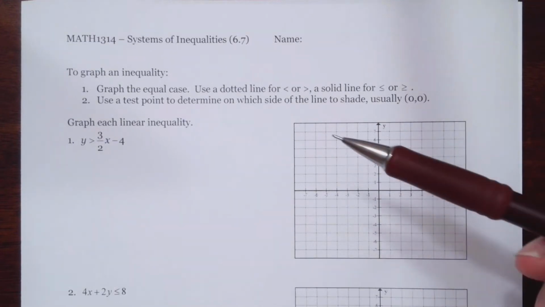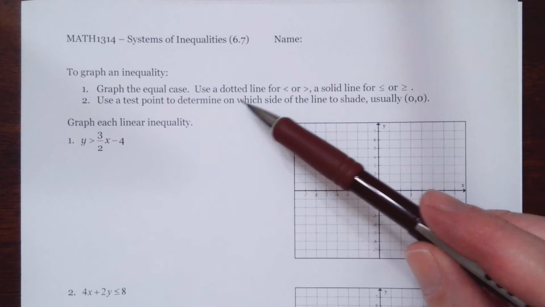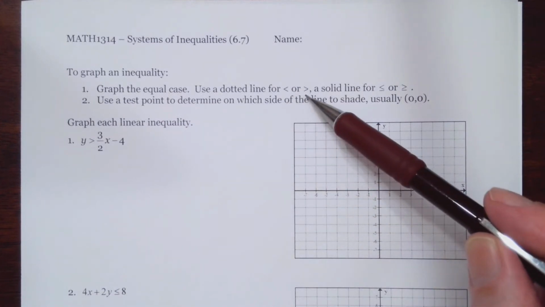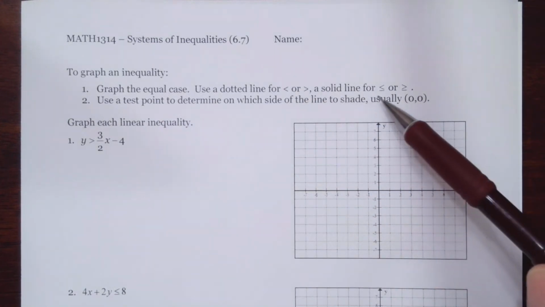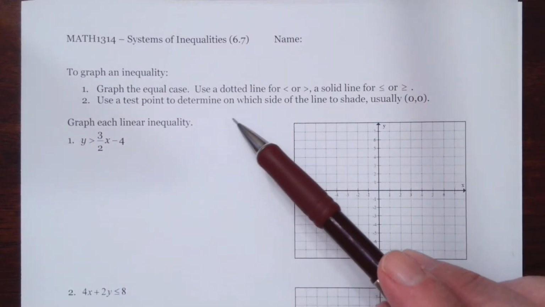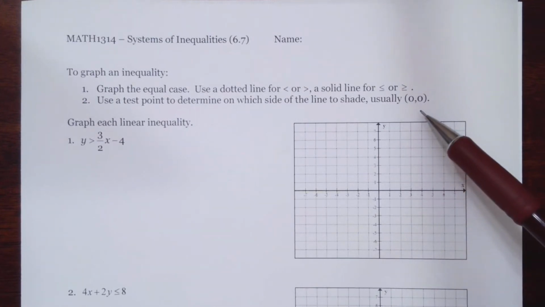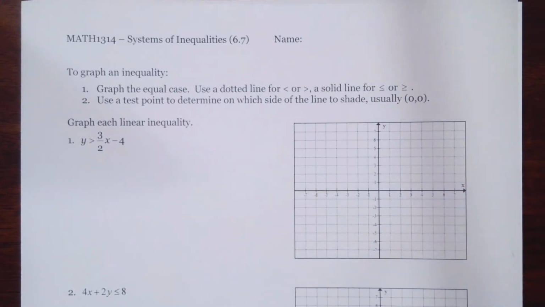So it says here, to graph an inequality, graph the equal case, use a dotted line for less than or greater than, a solid line for less than or equal or greater or equal. Use a test point to determine on which side of the line to shade. Usually we'll use 0, 0 unless it's on the line.